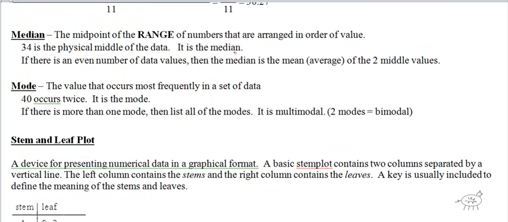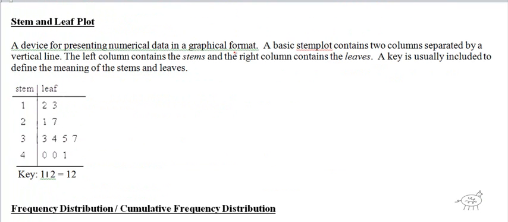Okay? Pretty straightforward. Okay, a stem and leaf plot is basically a device for presenting numerical data in a graphical format. A basic stem plot consists of 2 columns separated by a vertical line. The left column contains the stems, the right column contains the leaves. A key is usually included, or in our case, it is always included, to define the meaning of stem and leaves. So basically, I have my numbers above, which I don't have here because I can't fit them on the screen, but like 12. So there's 12. The left side is the tens column and the right side is the ones column.